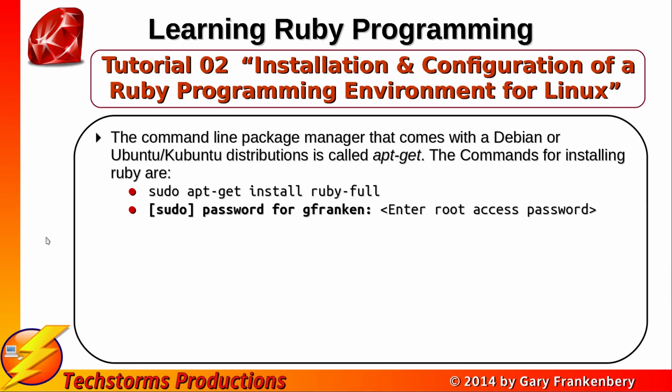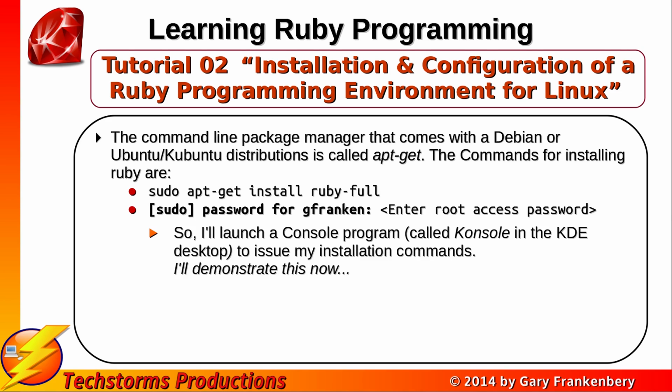The command line package manager that comes with the Debian or Ubuntu Kubuntu distributions is called apt-get. The commands for installing Ruby are sudo apt-get install ruby-full. The computer will then prompt you for a root password, which you'll enter and press the enter key. Then the computer will ask you, yes or no, do you want to install the programs? So I'll launch a console program called Konsole in the KDE desktop to issue my installation commands.